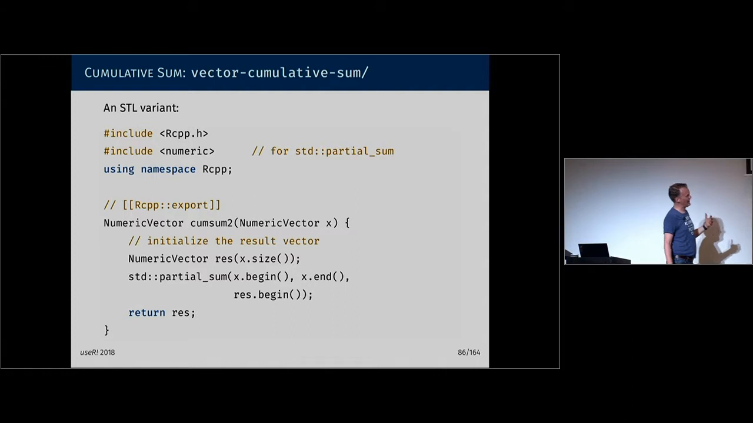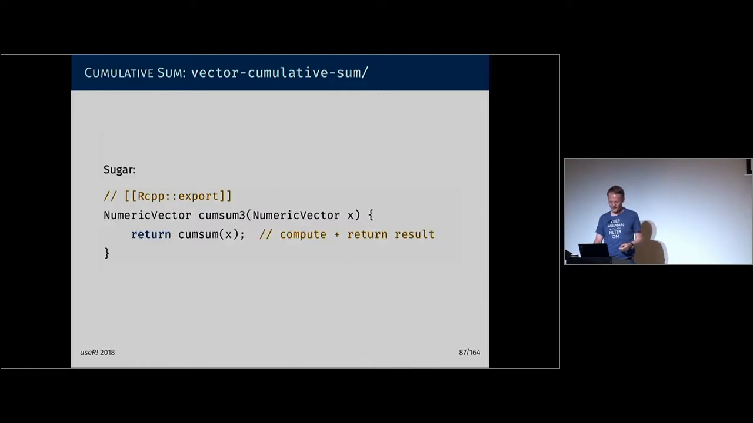We don't need an end for result because the convention, of course, is that it will have the same length as the segment that you're working on between begin and end. So the redundant information is given. And that fills in the cumulative sum in there. Or again, as it was with sum earlier, we have a sugar function that does cumsum because R has a cumsum. And then it just does it in the most compact way.